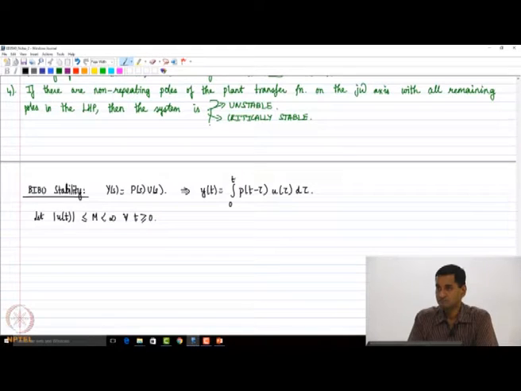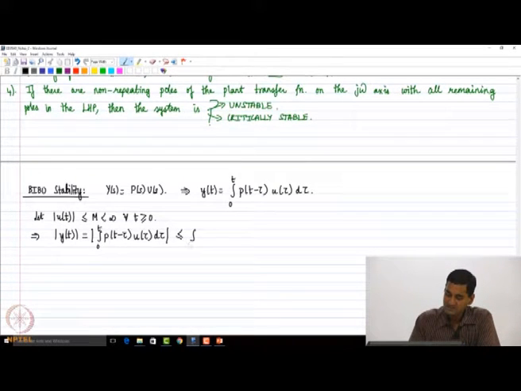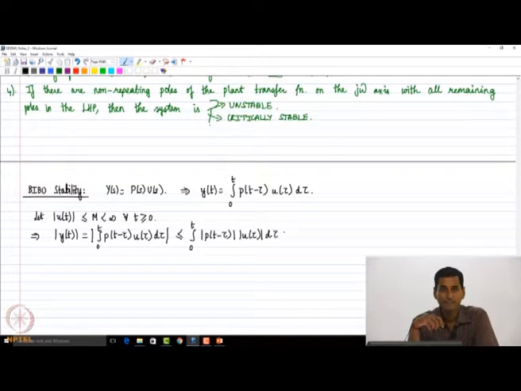Right? Correct? Okay. Then what will happen? The magnitude of y of t is equal to the magnitude of the integral from 0 to t of p of t minus tau u of tau d tau. This is going to be, first of all, less than or equal to the integral from 0 to t of the magnitude of p of tau times the magnitude of u of tau d tau. Do you agree?